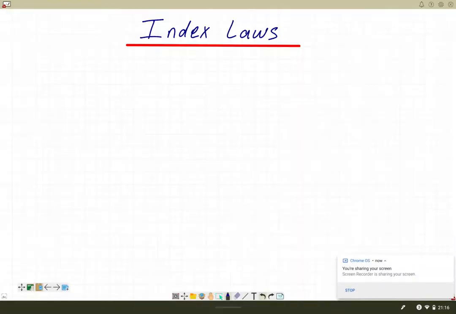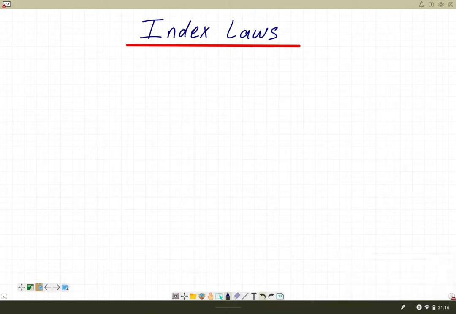Hi guys, so in today's lesson we're going to learn about the index laws. The first index law states if you multiply two terms and the base is the same, you add the powers. Okay, so that's the first law.